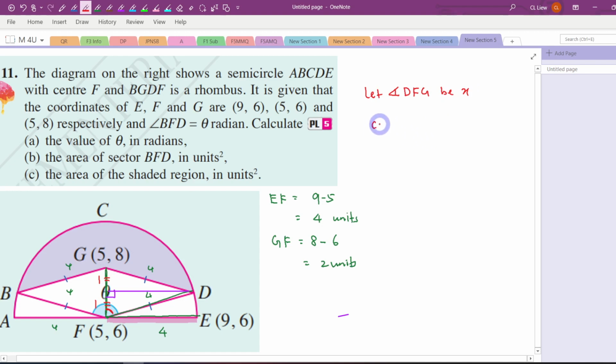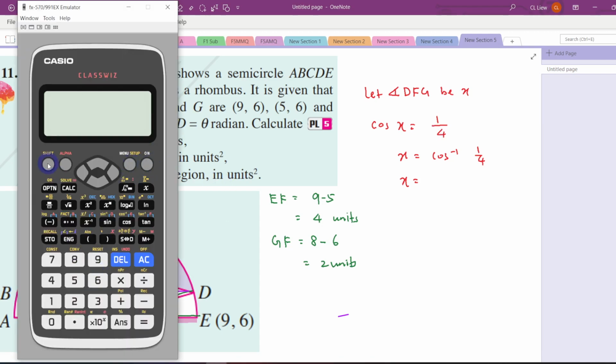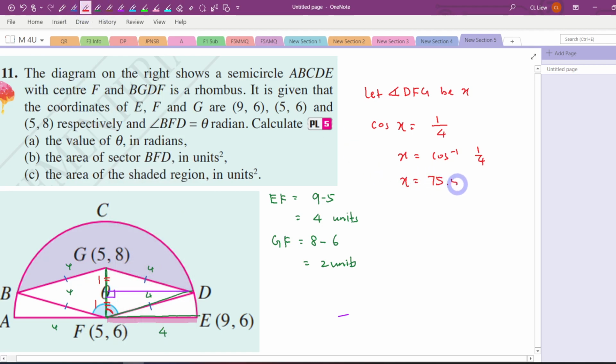Okay, so cosine x is equal to CAH. So remember CAH, adjacent divided by the hypotenuse. So how do we find x? We just find the cosine inverse of 1 over 4. Okay, just press your calculator. Let me show you how to press it. So press shift first, shift, and then cosine. Just key in 1 over 4. Okay, 75.52 degree. So the angle here and the angle here, they are the same, right?